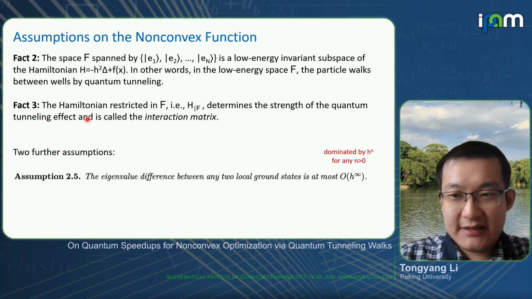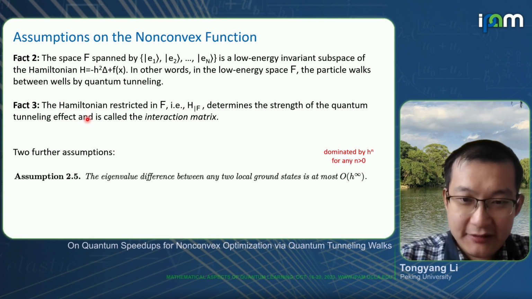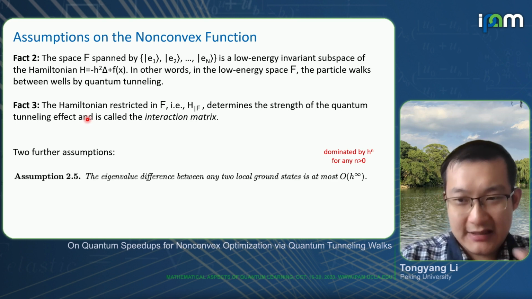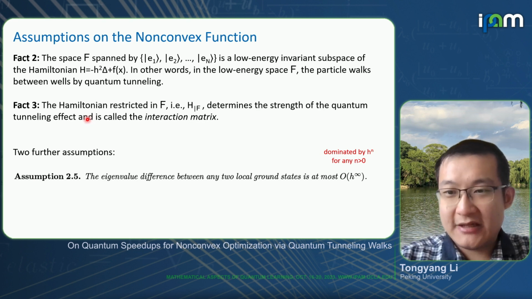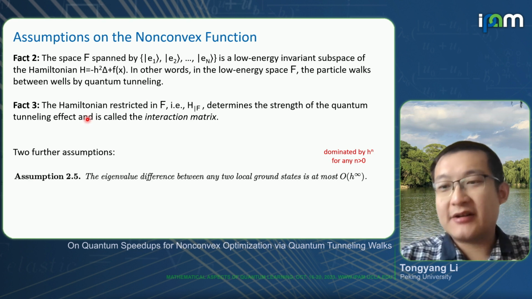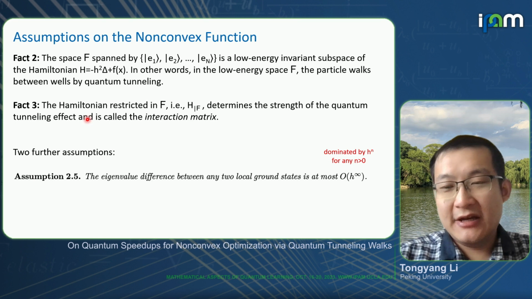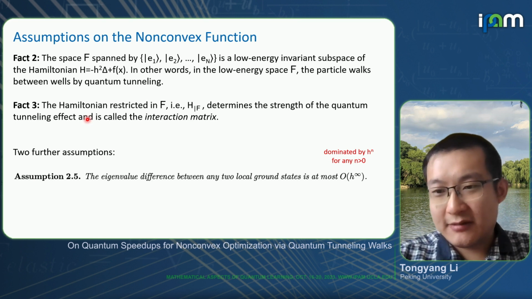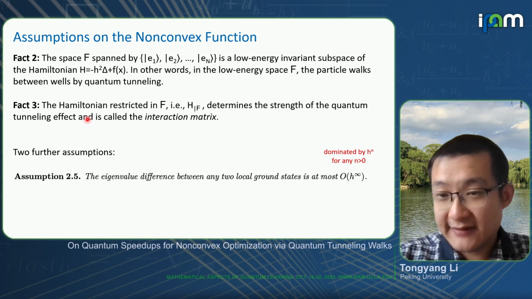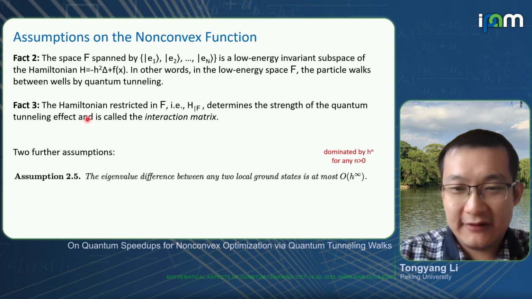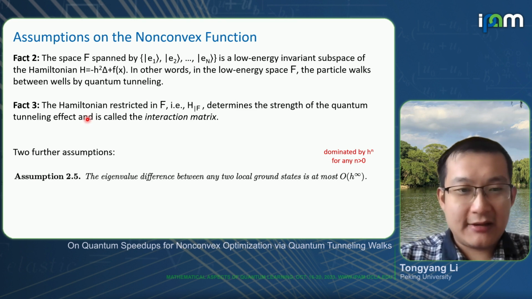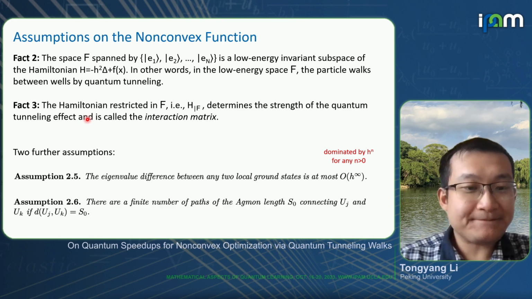And in our analysis, we have a little bit further assumption that the eigenvalue difference between any two local ground states is at most O of h to the infinity. The definition of h to the infinity is that this value is dominated by h to the n for any n larger than 0. So you can imagine this is dominated by any polynomial term. Exponentially small in terms of h satisfies this, but as long as it's dominated by any polynomial term, the eigenvalue difference between local ground states satisfies our assumption here.